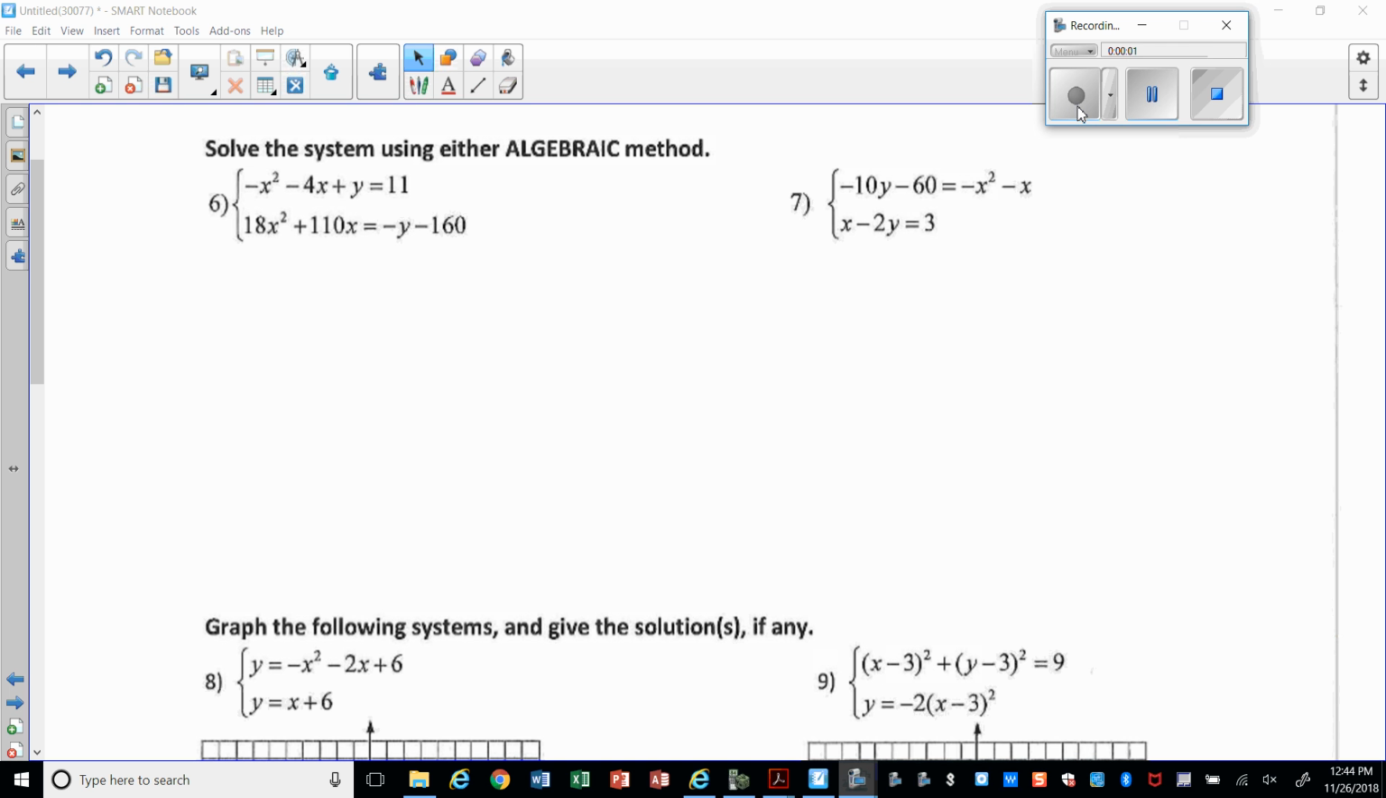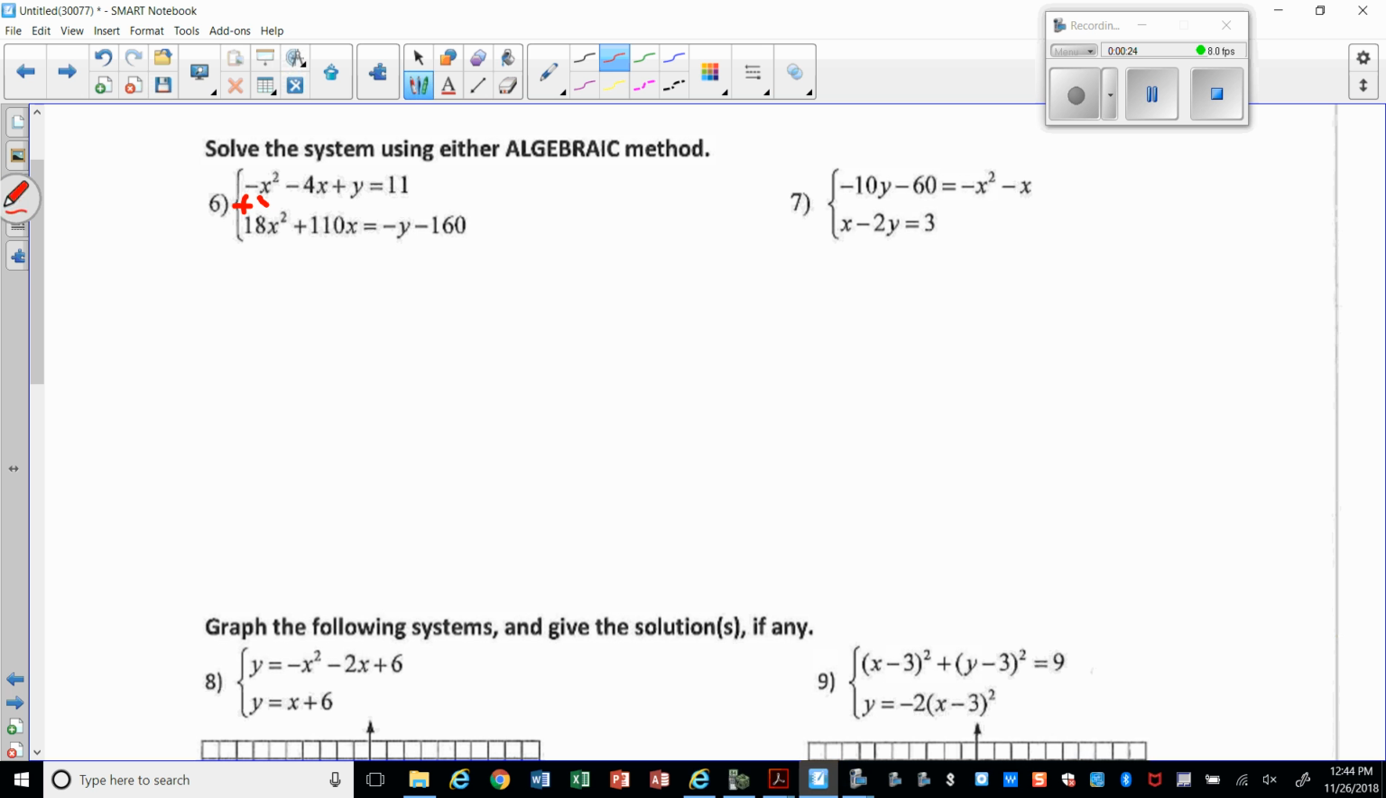So we are solving this system of equations. Anytime you have two or more equations, that's a system of equations, and we can use substitution or elimination. So I have a y and a negative y. I've got an x squared. So I want to get rid of the y's.